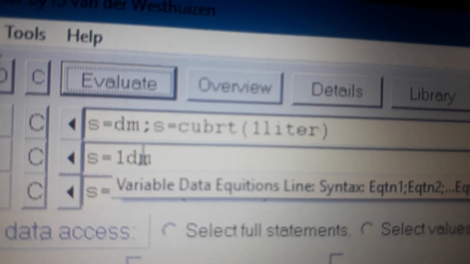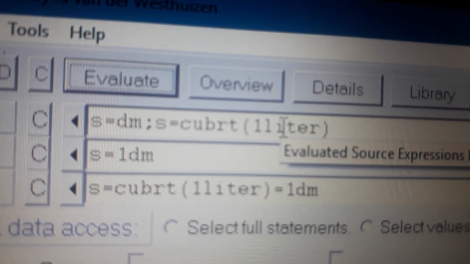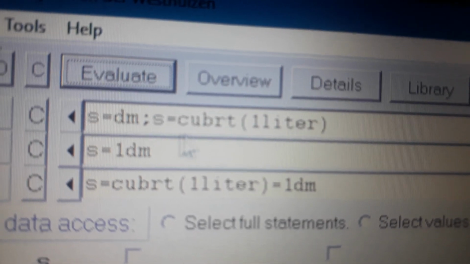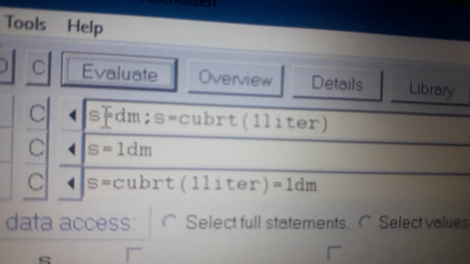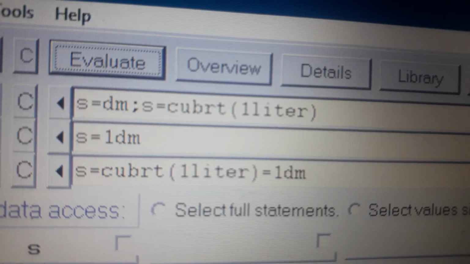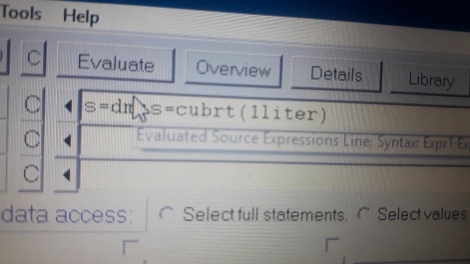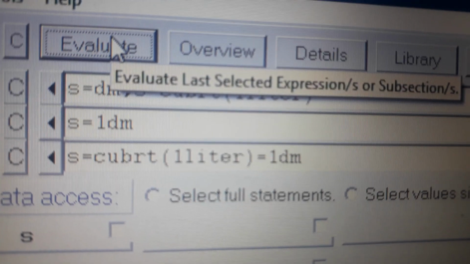Okay, so a cube root of a liter, and a liter is equivalent to a cubic decimeter. So the cube root of a cubic decimeter equals 1 decimeter. S is basically the side length of that cube. Okay, so you see there. If I clear that and I evaluate, I get 1 decimeter.